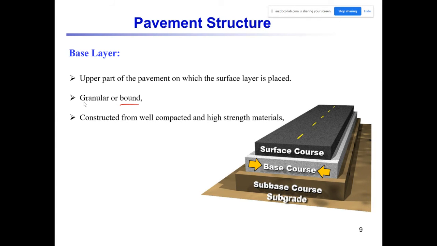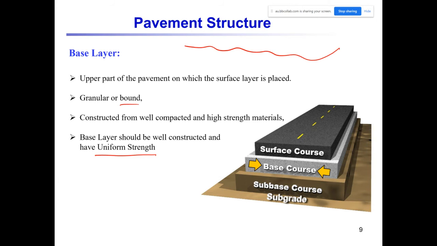We need to compact the base layer very well, and we need to use high strength aggregates for that. It is very important that the base layer should be well constructed and have uniform strengths. So if it doesn't have uniform strengths, then we will have an uneven surface. At one part, the strength is high, therefore there is no settlement. At another part, we will have low strengths, therefore we will get larger settlement in the road, larger permanent deformation. Therefore, we will come up with a wavy road, right?